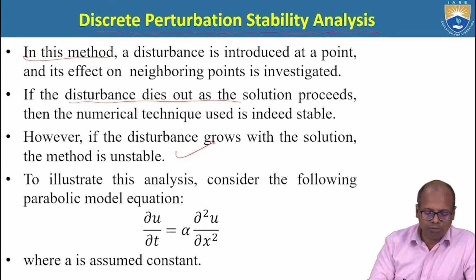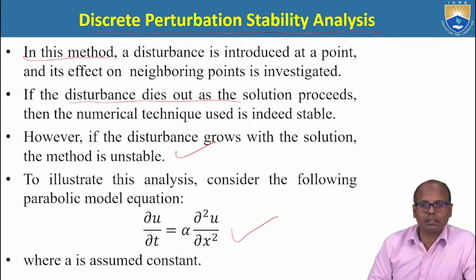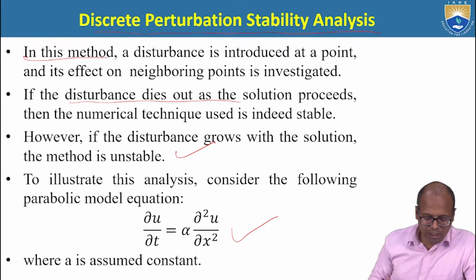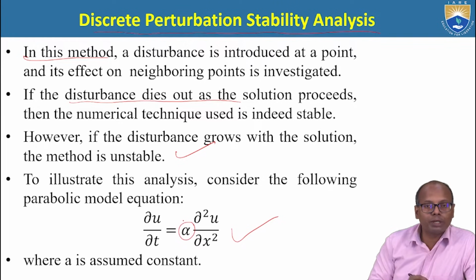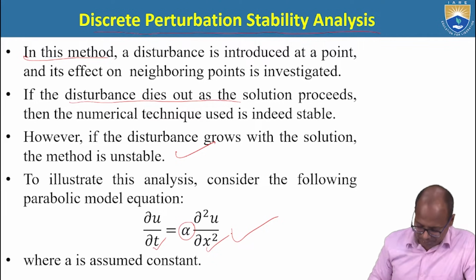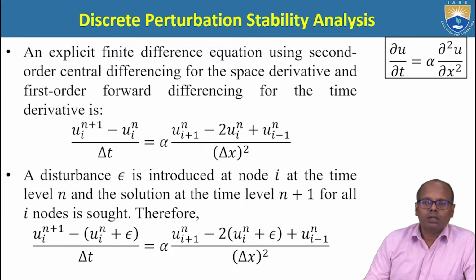So for doing this, we are taking one parabolic equation. This is a parabolic equation, and we use this partial differential equation for doing our discrete perturbation stability analysis. Here, alpha is assumed to be constant. It is neither dependent on time nor on space. Now, this is the equation that we have taken. If I apply the finite difference method and convert this into the algebraic equation, it will be like this.